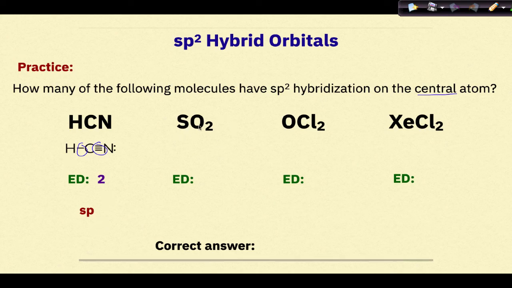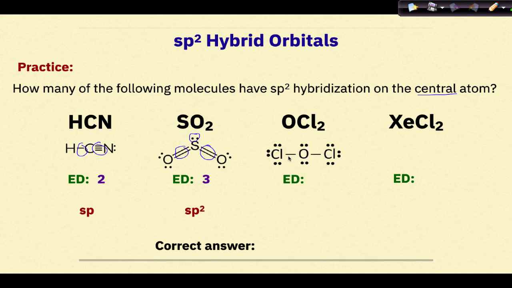Now our next one, SO2. We just did this, but it's okay. So the structure looks like this. How many electron domains? 1, 2, 3. So 3 electron domains, 3 letters, sp2. OCl2. You might need to draw this one out if you're not familiar with it. So we look at this and we say, well, how many electron domains? 1, 2, 3, 4. 4 electron domains, 4 letters, sp3 hybridized.